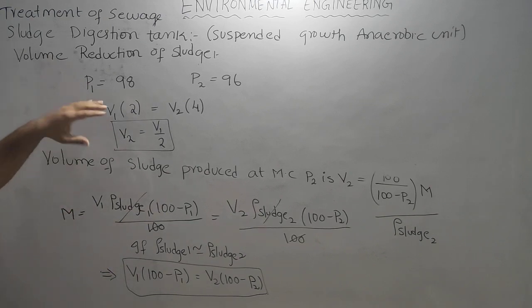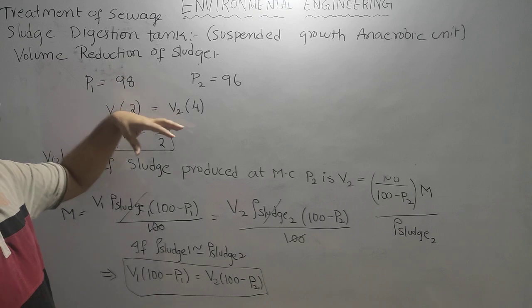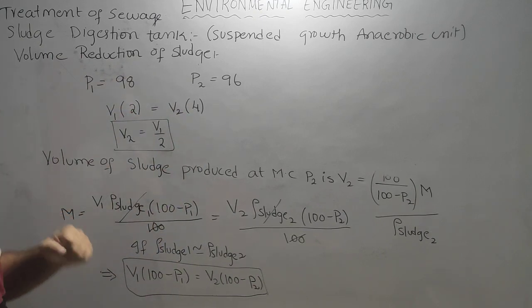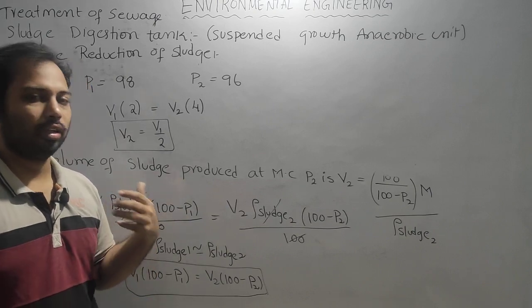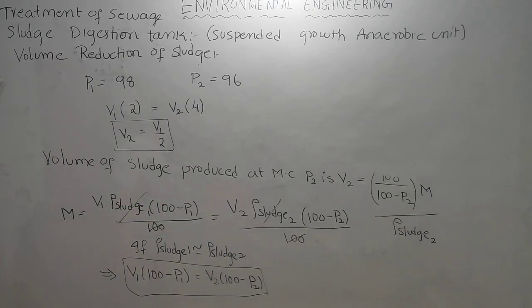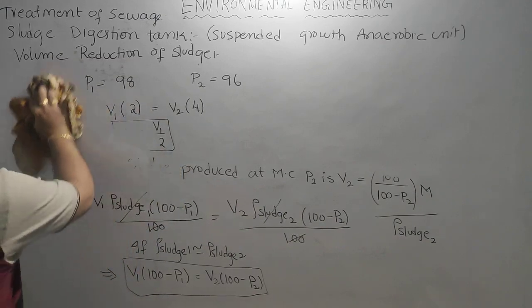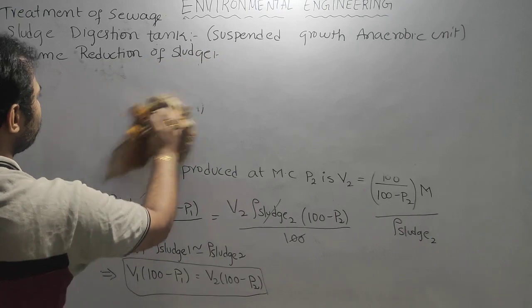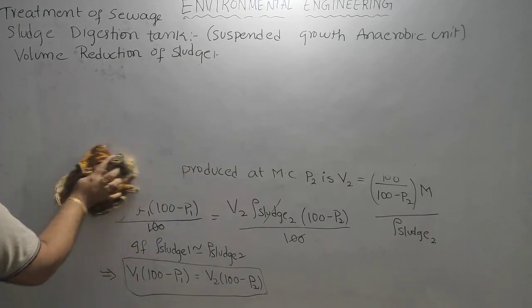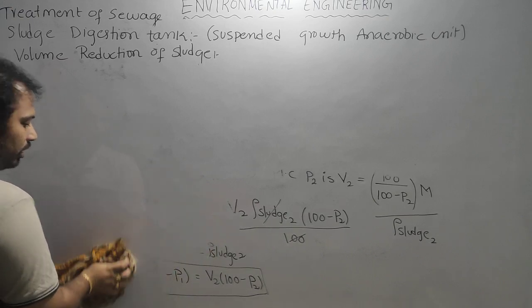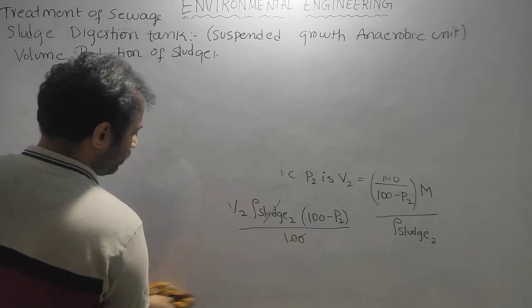So that is why simply 2% of moisture extraction will lead to a volumetric compression of 50%. That is why sludge thickening is important, in order to save the volume of the sludge digester. Unnecessarily, if you send volume V1, which contains a lot of water, it is not of any use. So generally we thicken the sludge, and by this means we reduce the volume of the sludge.